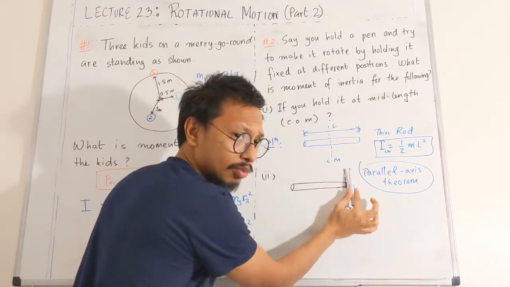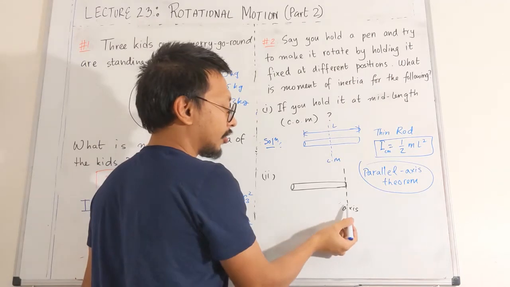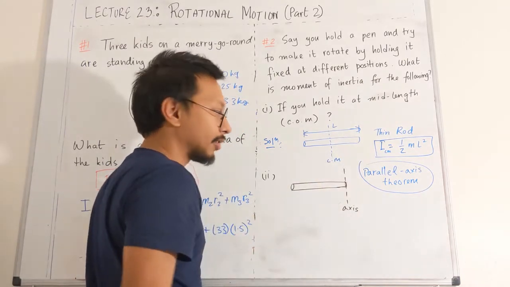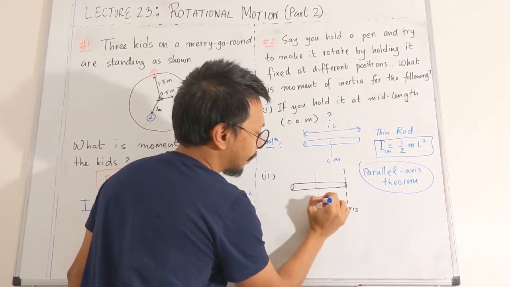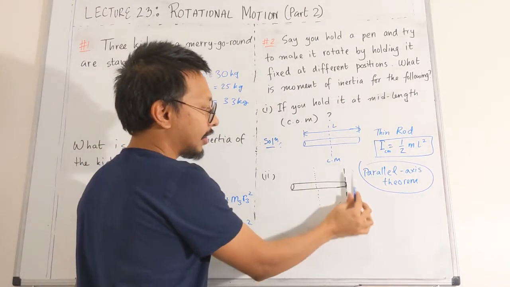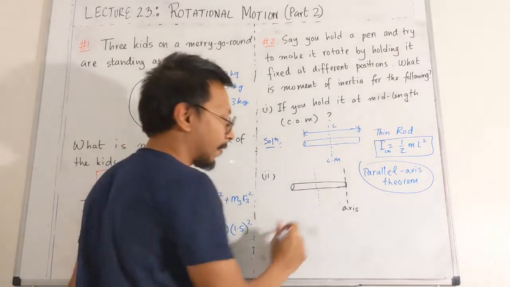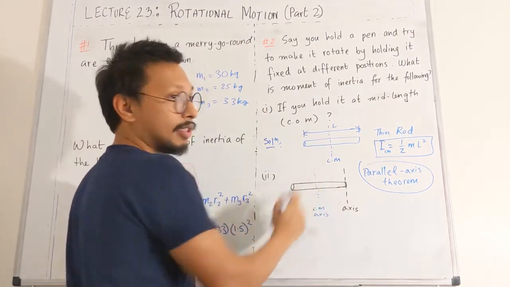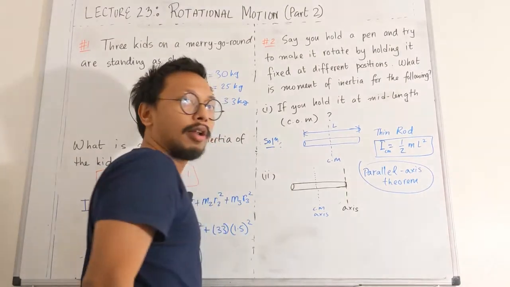We have this axis which is at the end of the pen. Our job is to find an axis through the center of mass which is parallel to this axis. What would that be? You simply draw a vertical line through the center of mass of the pen, and you can see that this axis, that is your now fixed axis, is parallel to the center of mass axis. Okay. Since these two axes are parallel to each other, we can use parallel axis theorem.